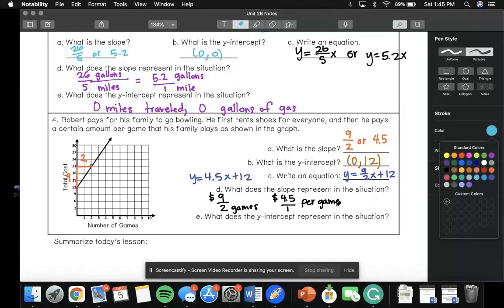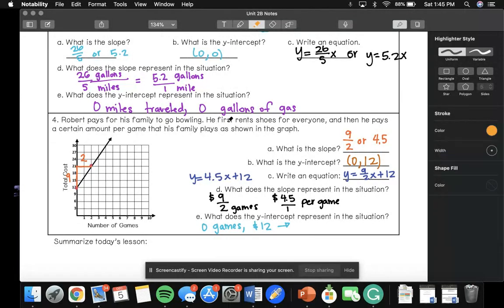Finally, what does the y-intercept represent? That means 0 games. It still costs $12, and I want you guys to guess what that $12 is from. So when you read the story problem, it says it first had to rent the shoes, so the $12 is from the shoes.